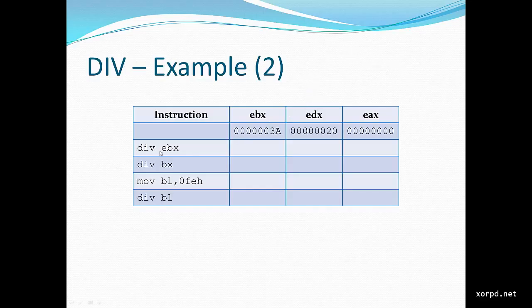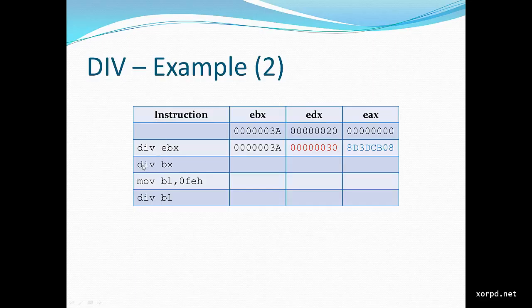The result of the first instruction, div EBX, we get the quotient in EAX, which is this strange number, and we also get the remainder inside EDX. The remainder makes sense because it is smaller than the divisor, 3a. It always must be smaller than the divisor.